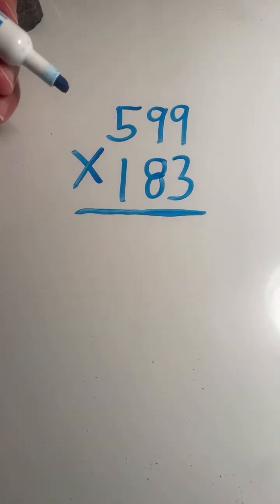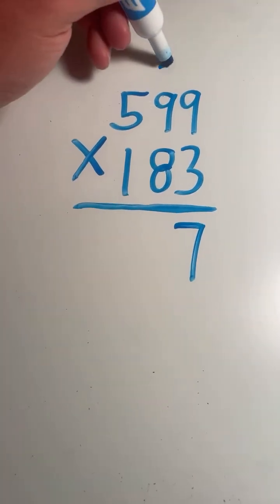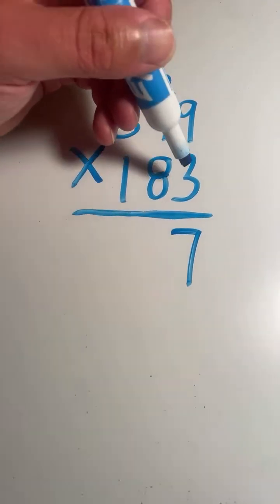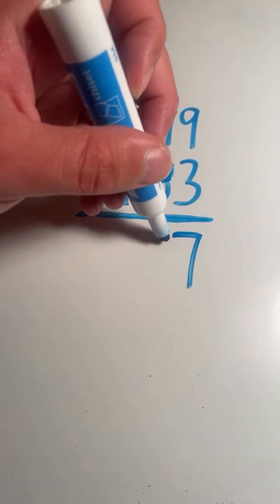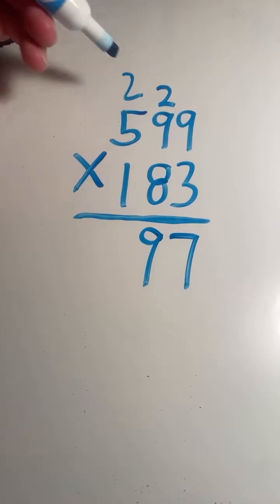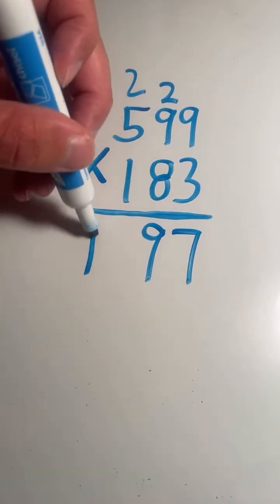We always start in the ones place. 9 times 3 equals 27. 7, carry the 2. 9 times 3 again equals 27, plus 2 equals 29. 9, carry the 2. 5 times 3 equals 15, plus 2 equals 17.